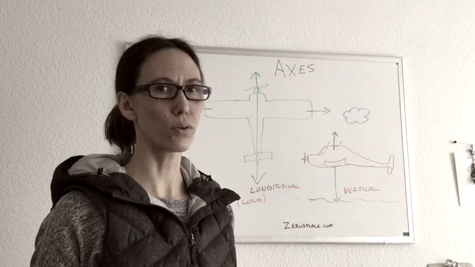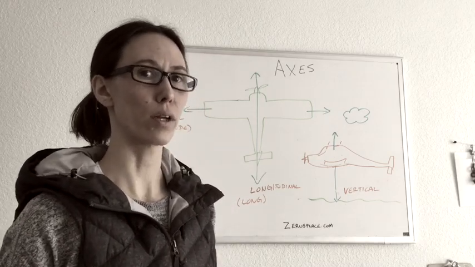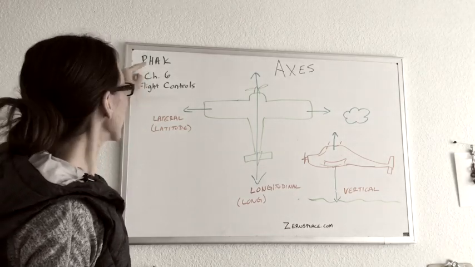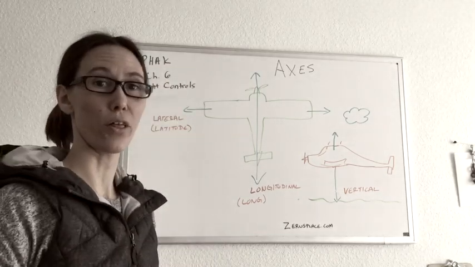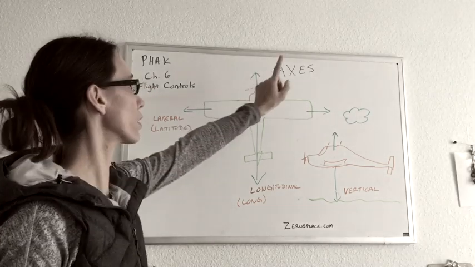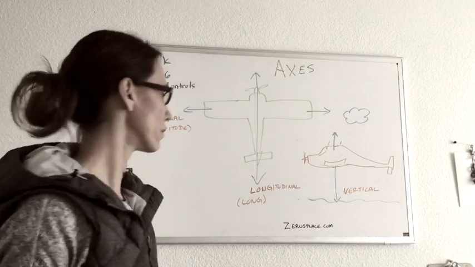We're going to do a quick review on what the axes are when it comes to aviation. If you're reading, you need to read your Pilot's Handbook of Aeronautical Knowledge, which I like to call the PHAK. Chapter 6, Flight Controls. And again, we're going to review really quickly the axes.